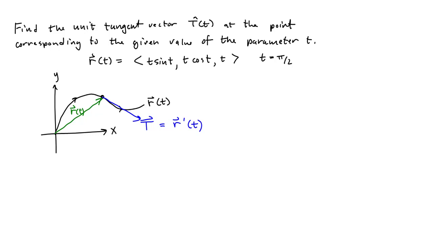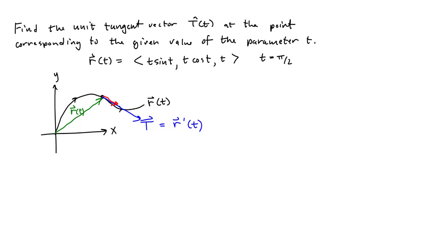Just like when we had normal functions that were unparameterized, the slope of the line at a given point represents the derivative of our function at that point. The same is true for vector functions. The tangent vector at a given point of a vector function is equal to the derivative of that vector function at that point. Now, this problem is asking us to find the unit tangent vector at a particular point.